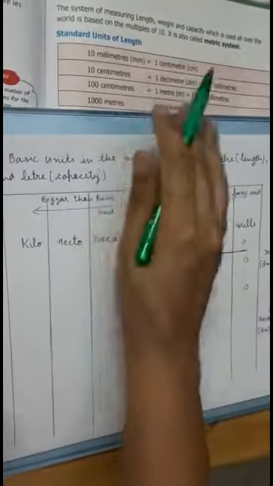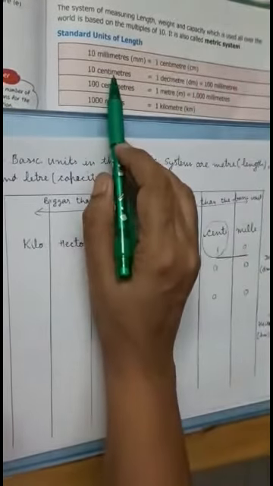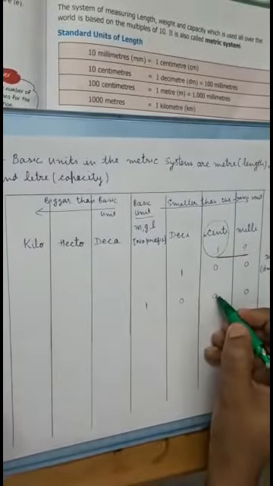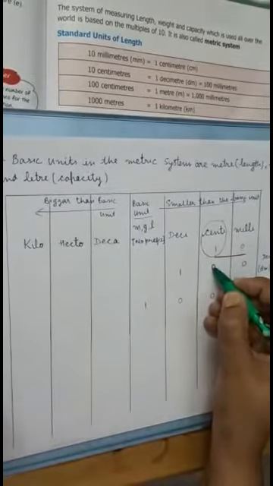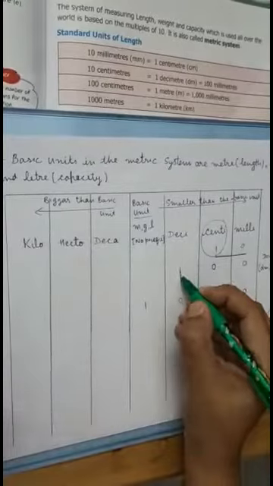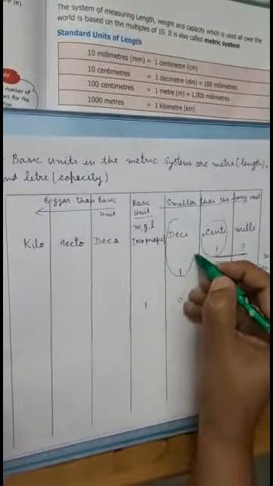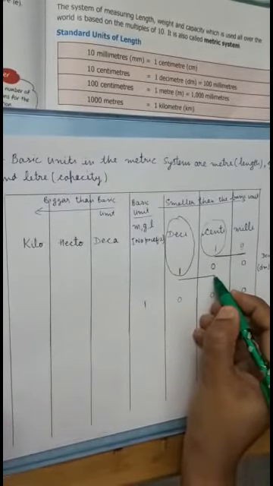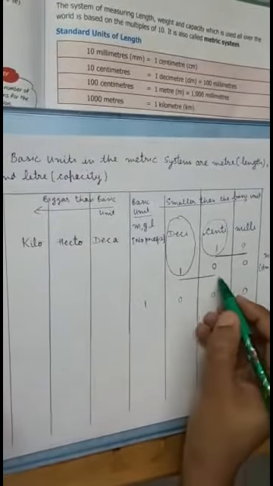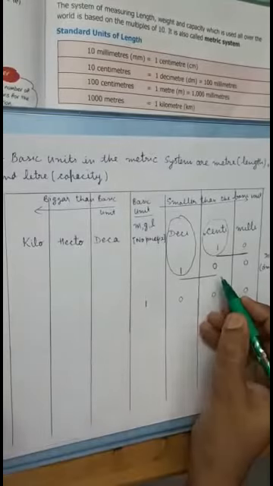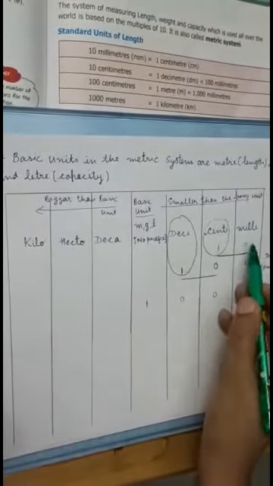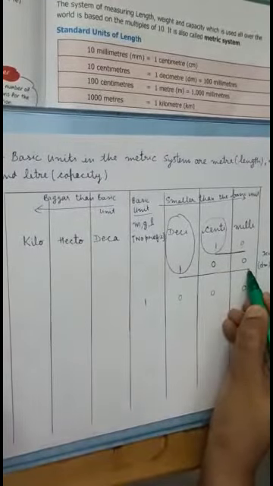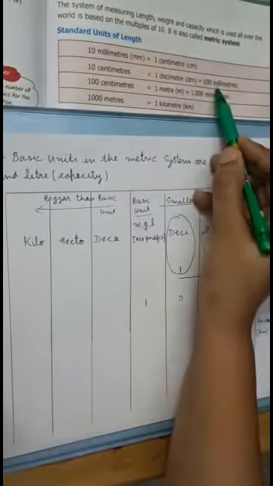Next relation is 10 centimeter is equal to 1 decimeter. So write 0 here, 0 here, and 1 under deci. So 1 decimeter is equal to how many centimeters? 10. 1 decimeter is equal to 10 centimeter. Or if I want to convert deci into milli, then 1 decimeter is equal to what? 100 millimeter. It is written here, 100 millimeter.